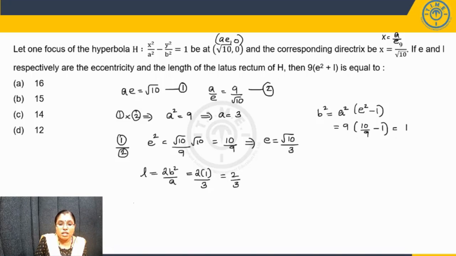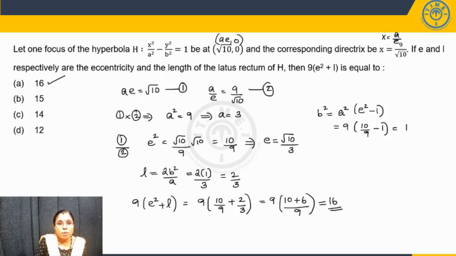So the required answer is 9 into e² plus L, which is 9 into 10 by 9 plus 2 by 3. Taking LCM, we have 9 into 10 plus 6 by 9. The 9 cancels and our answer is 16. So the required answer is option A.